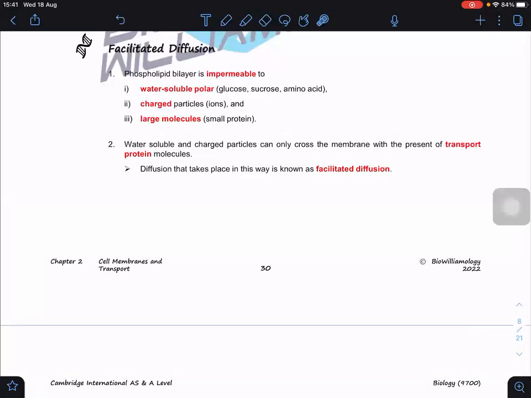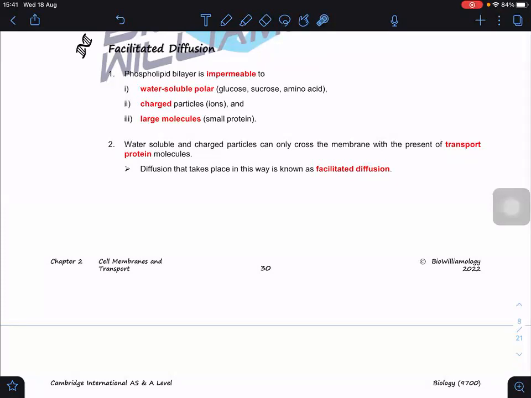Okay, so in this lesson, we're going to talk about facilitated diffusion, which is a form of diffusion. So the general idea will be similar to diffusion, which means that they have to move down their concentration gradient. Okay, so in this case, again, it is a passive process, they do not require ATP.